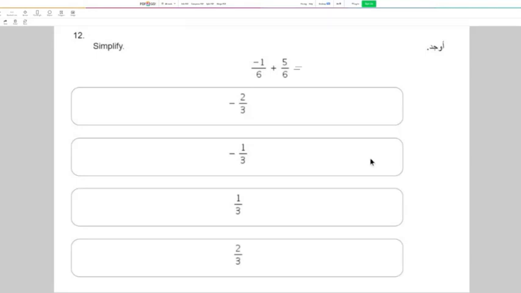Simplify negative 1 over 6 plus 5 over 6. So here 6 does not change, it stays the same. And then negative 1 plus 5 equals 4. So now we have to simplify 4 over 6. We're going to divide both of them by 2. And then it's going to equal 2 over 3. So this is going to be the answer.